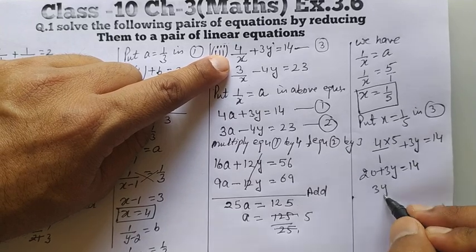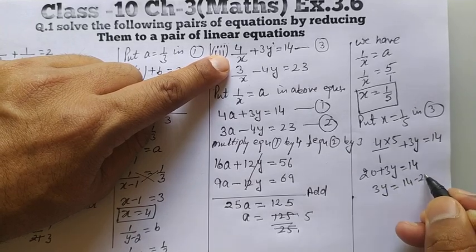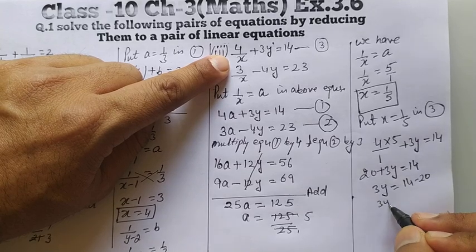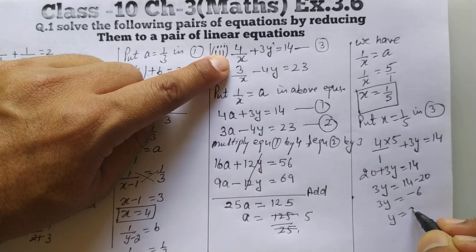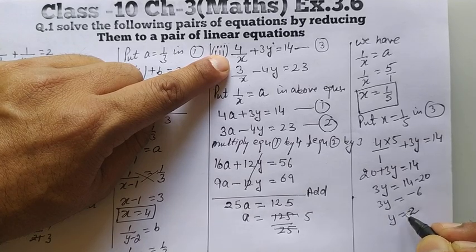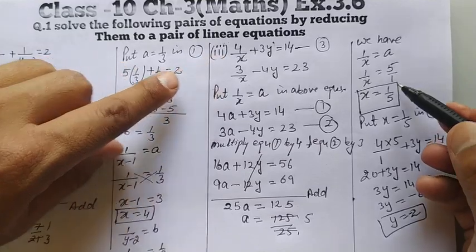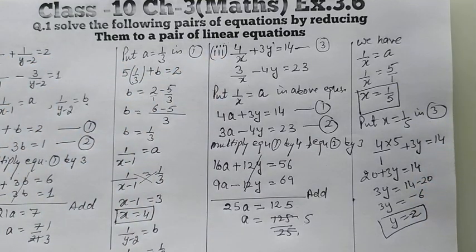So 3y is equal to 14 minus 20. So 3y is equal to, if I subtract this, it is minus 6. So y is equal to minus 6 over 3, that is minus 2. So it means x is 1 by 5 and y is minus 2, the answer of this question.